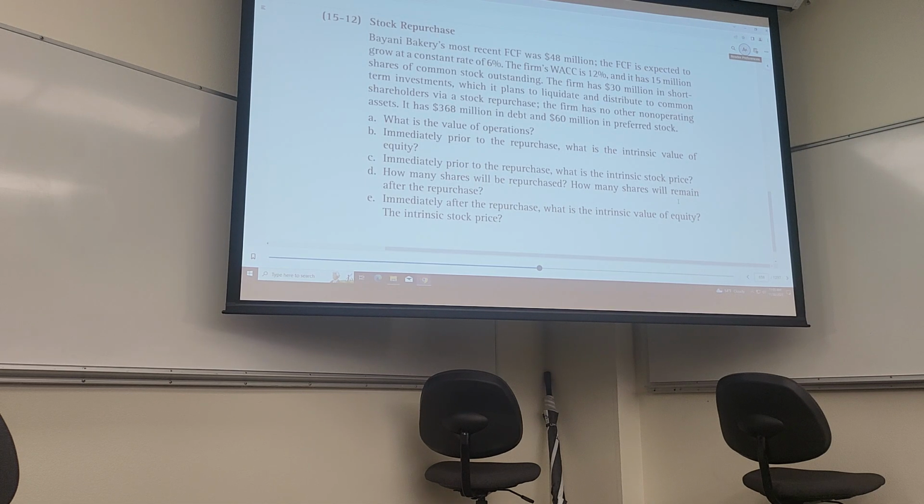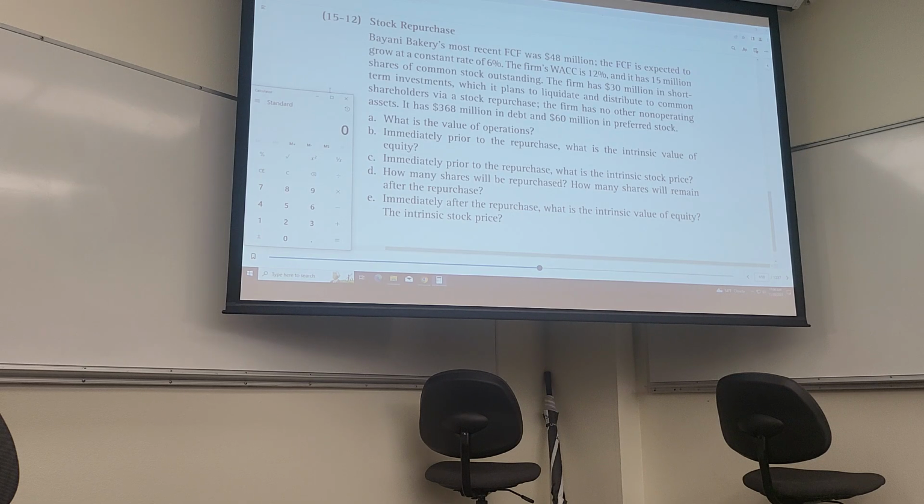Okay, let's do this one as it is up here. Left my calculator. There we go. All right, let's see, what does it say? It says 48 million free cash flow. 48 was the most recent. It's expected to grow at 6%, so it's going to be 6% higher than that. The WACC is 12%, growth rate is 6.